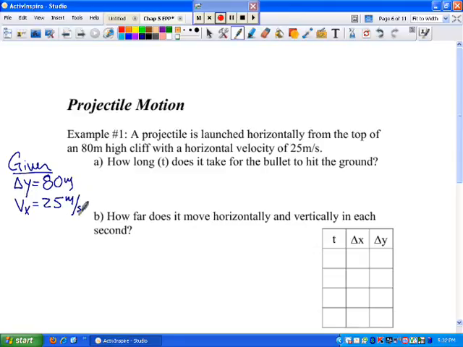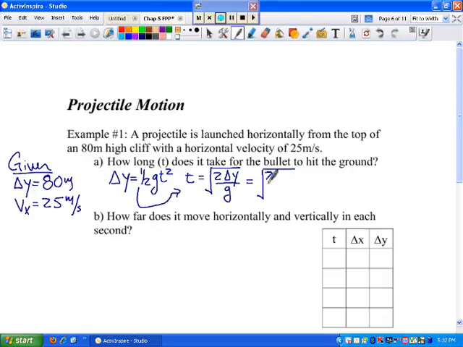meters per second. Now, our first question asks us to find how long it takes for our projectile to hit the ground. So due to what we know, we can use our delta y is equal to 1/2 gt squared equation. We just need to reorganize that to solve for t. By setting up our equation as the square root of 2 delta y over g, we can solve to find the time that it takes for our projectile to hit the ground.